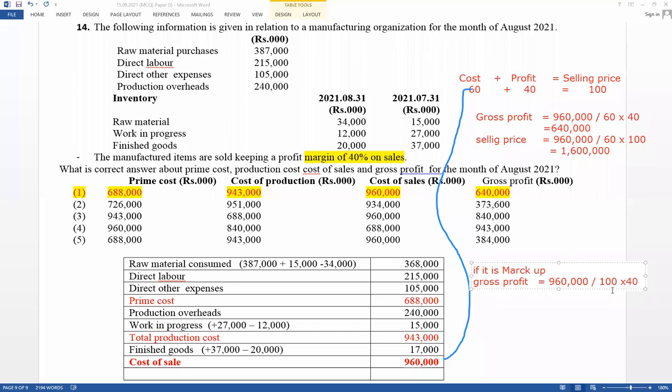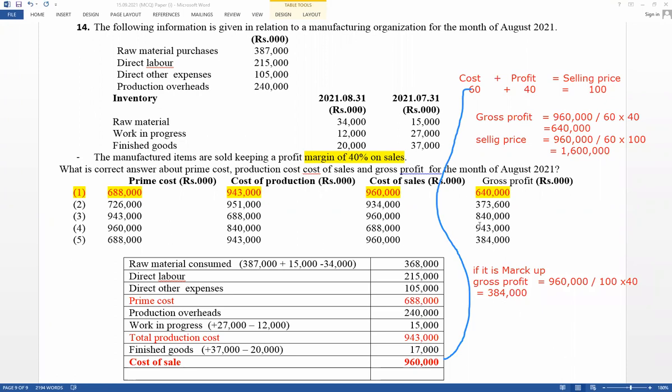But in this example, it has given margin. Therefore, 960,000 divided by 100 into 40. In this situation, profit equal 384,000. If it has given markup, answer is the last one. Therefore, in this example, answer is the first one. Reason: here it has given profit margin. If it has given margin, selling price 100.